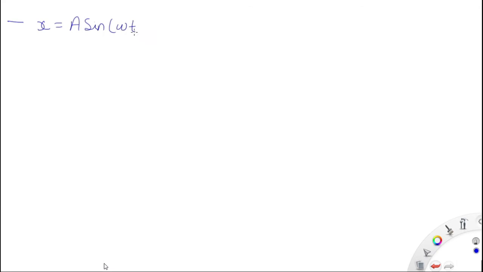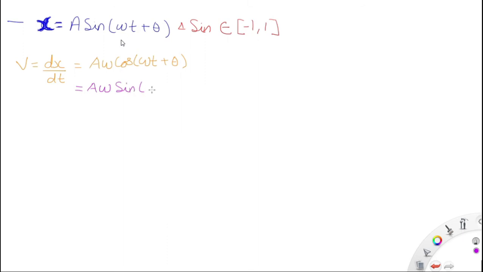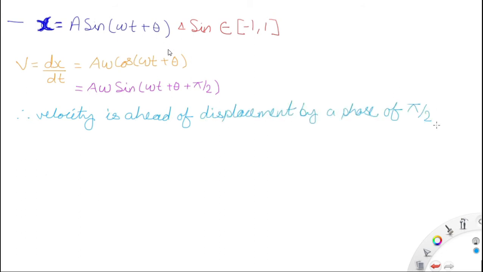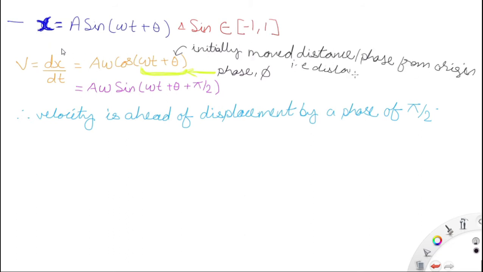Now the displacement x is equal to a into sine of omega t plus theta, okay. So a is the amplitude, sine is the function, omega is the angular frequency, t is the time, and theta is the initial phase, means the phase when time was equal to 0, okay. Now this sine function has a maximum value of 1 and minimum value of minus 1. That's why the displacement gets oscillating between minus a and a value, or minus x and x value.